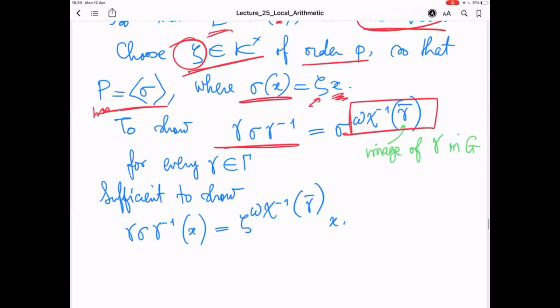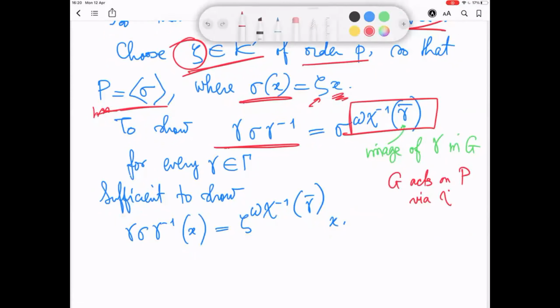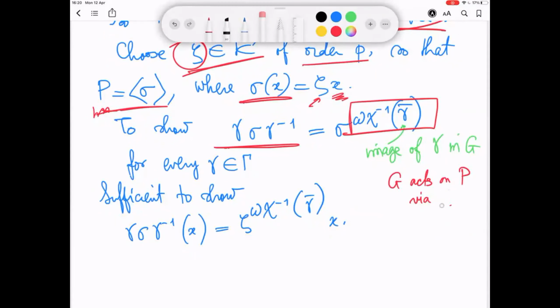To say that G acts on P via, no, it's omega, not chi, via omega chi inverse means that when I conjugate sigma by gamma, I get this particular power of sigma. Which particular power? This particular power. That's what, yeah.